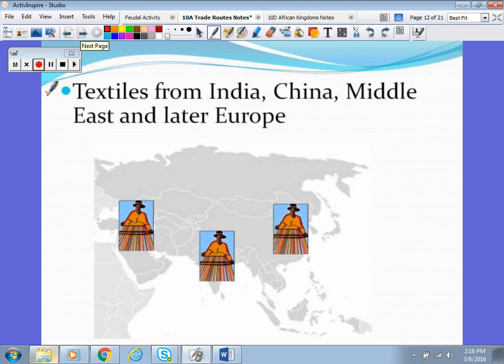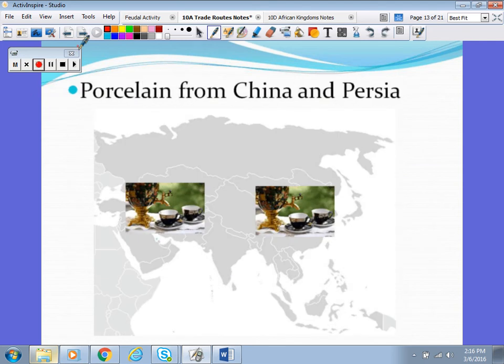Our third thing is we're going to have textiles. Okay, textiles, for those of you who don't know, is generally speaking cloth or clothing of some sort or another. We're going to have it coming from China, India, and the Middle East. Silk is going to be from China, and you're going to see cotton coming from India and the Middle East. So you're going to have all of these cloth goods being exchanged from those areas and going back to other places that don't have access to them.